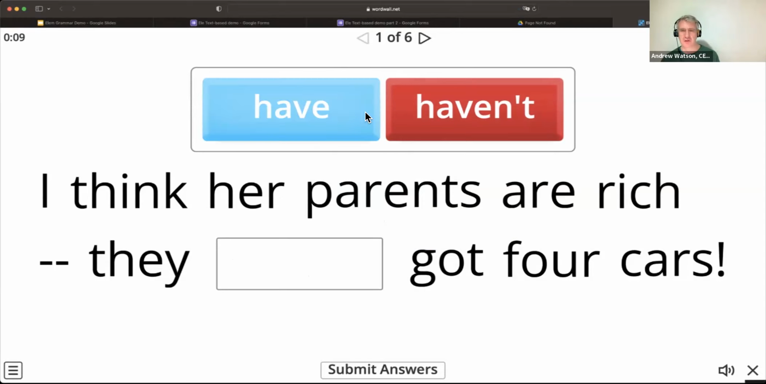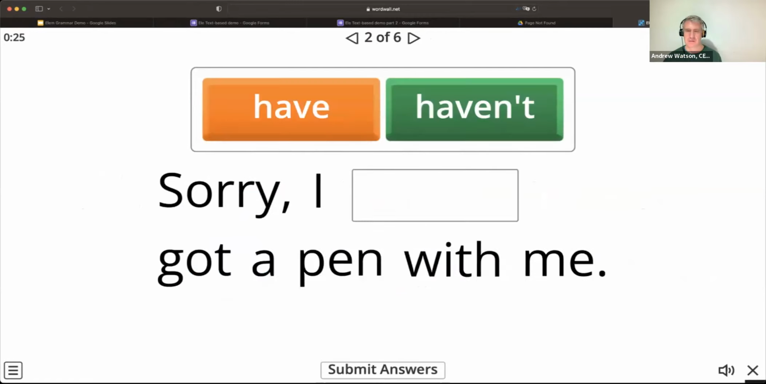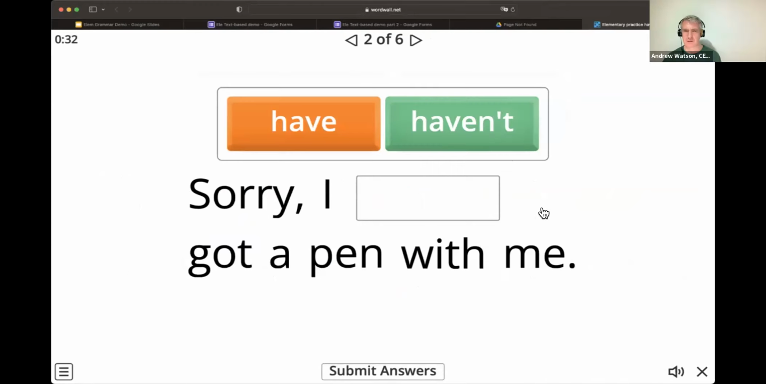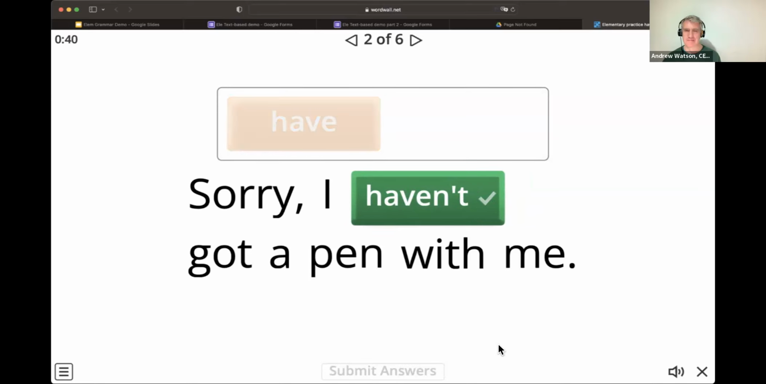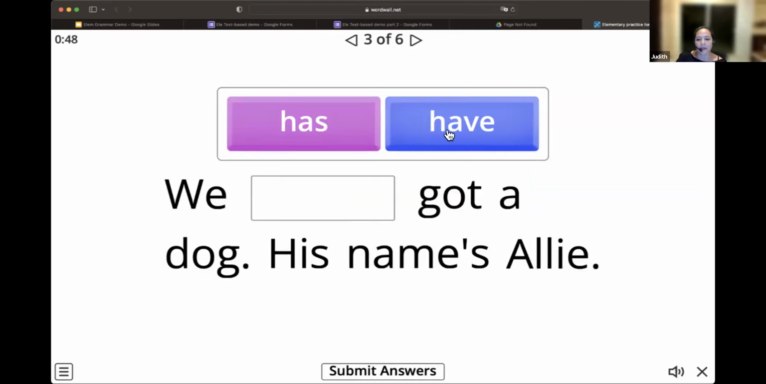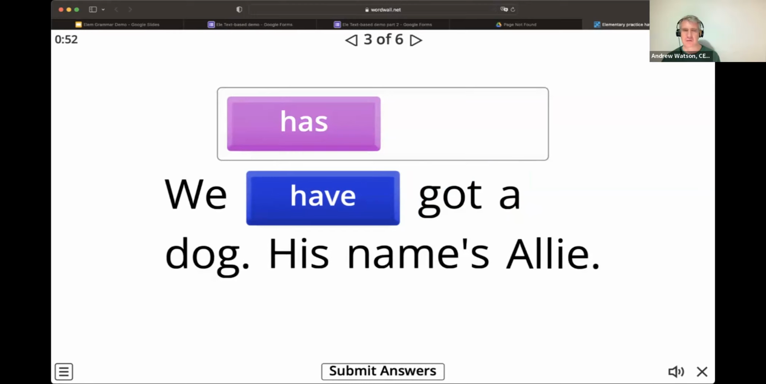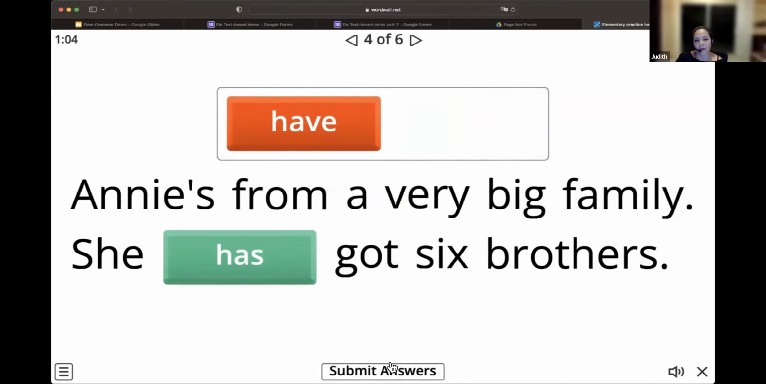What do you think is the first one? I think her parents are rich. Have. Ah, right. Okay, see if you can do the other ones yourself. We have got a dog. His name's Ali. Very good. She has got six brothers. Good.